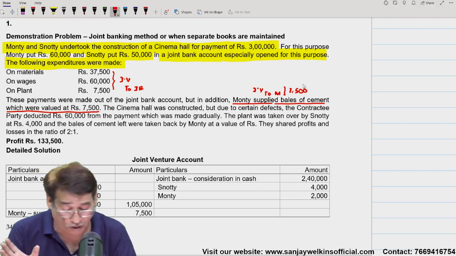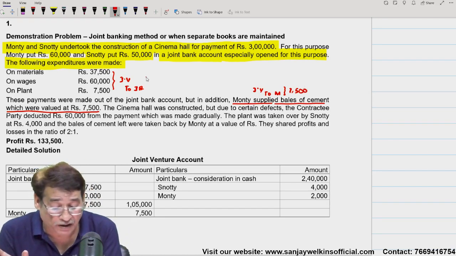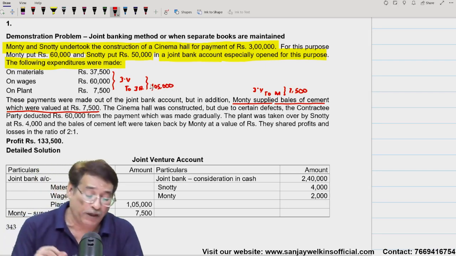Is it clear to you or not? And if I add all these expenses, it is equal to 1,05,000. For expenses, your entry will be joint venture to joint bank.